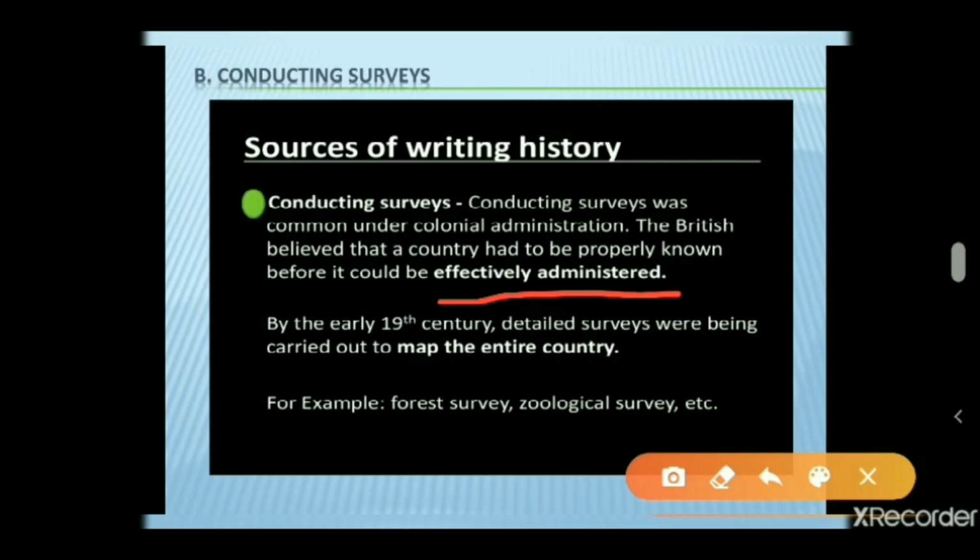By the early 19th century, detailed surveys were being carried out to map the entire country. For example, what were the surveys about? There were forest surveys, there were zoological surveys, etc.